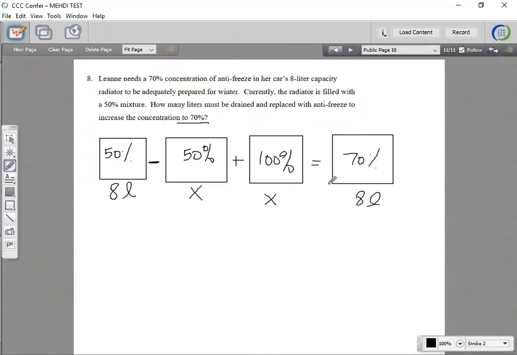All right, so now we got our equation here. So it says, you would say 50%. Okay, I'm going to change this to the decimal here. 50% means 0.5. Okay, here also would be 0.5.